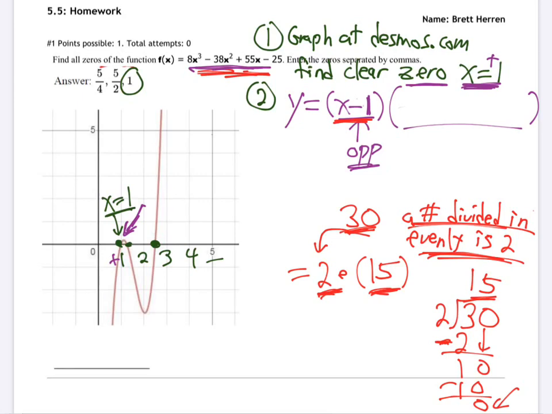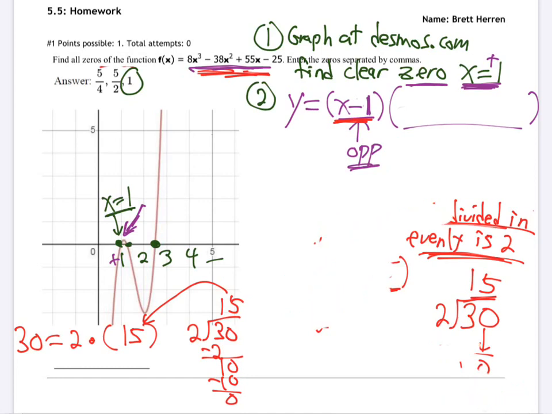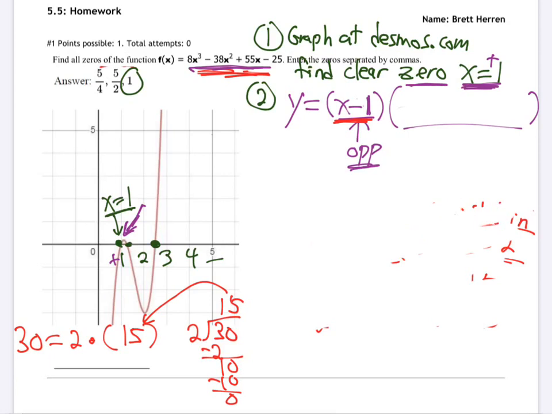And so that's what we have to do here. And then what would you do from there? After you had the 15, you would say 30 equals 2 times what? And how you would find that is you would divide 2 into 30, and you would get the answer 15. And then you would bring that back. So that's exactly what we're going to do, but we're going to do it with x's instead of with numbers. But it's the same concept, right?